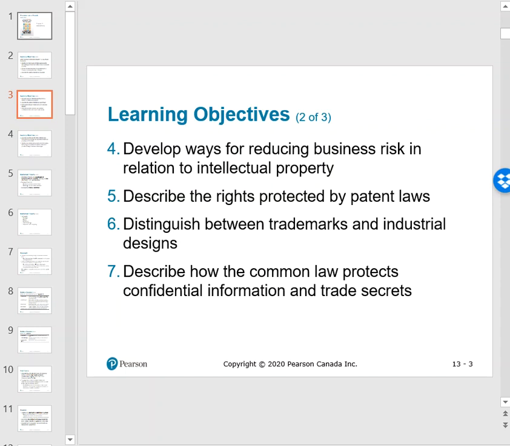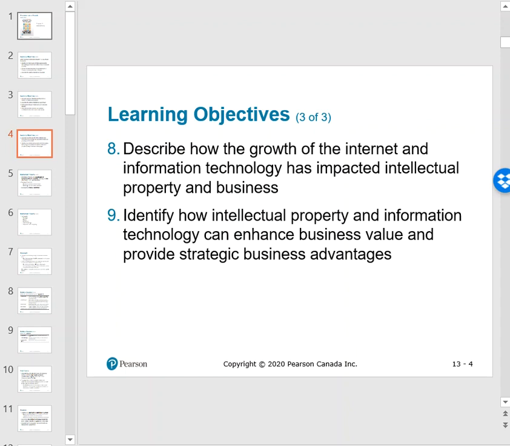And by the way, each type of intellectual property will protect different things. So we want to know what those protections are and the different types of things that may be protected by each type of intellectual property.